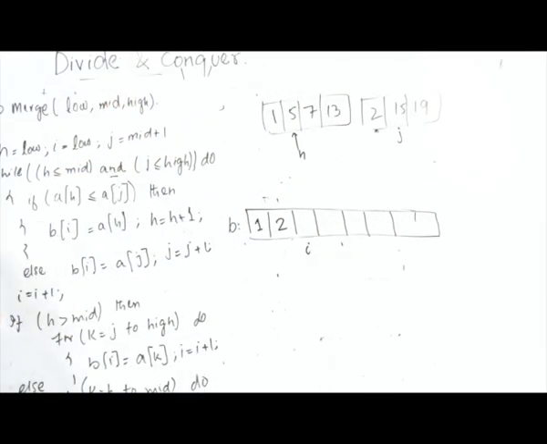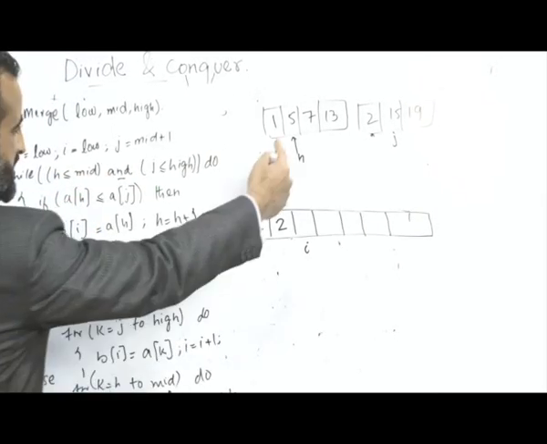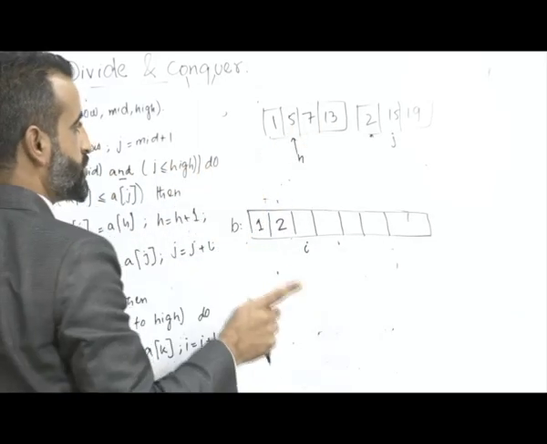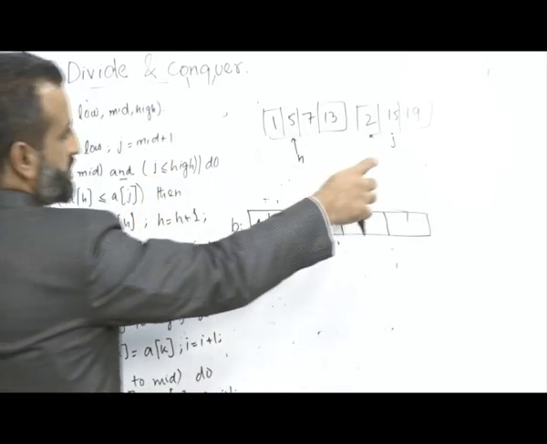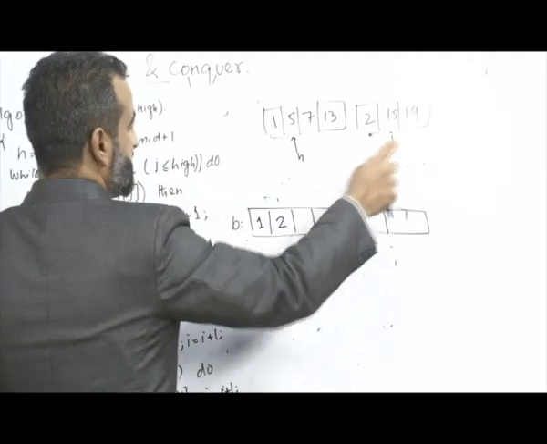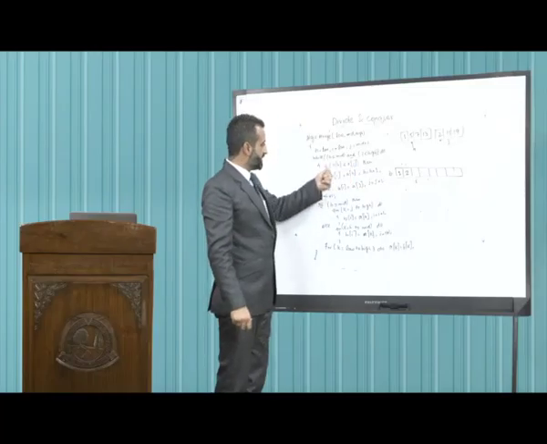Again, we'll go back and the while loop will check the two conditions. Is my h, which is pointing towards 2 in this case, still less or equal to mid? Is it still less or equal to 4? Yes, that's true. And my j, which is pointing towards element number 6, is it still less than or equal to high? High has 7. Yes, the condition is true.